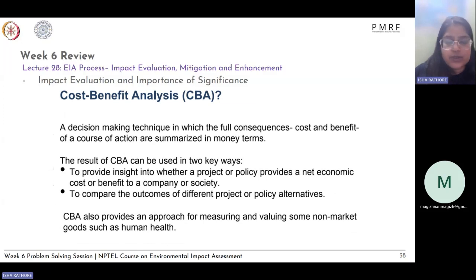Then you can also do a cost benefit analysis, which is basically a decision making technique in which full consequences in terms of costs and benefits of a course of action are summarized in monetary terms. The results of the cost benefit analysis, or CBA, can be used in two key ways. First is to provide insight into whether a project or policy provides a net economic cost or benefit to a company or society. And the second is to compare the outcomes of different projects or policy alternatives. It gives you an approach for measuring and valuing some non-market goods such as human health.